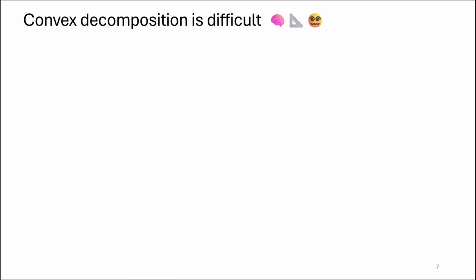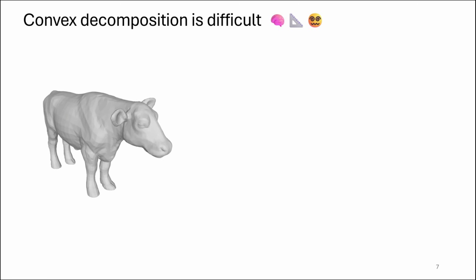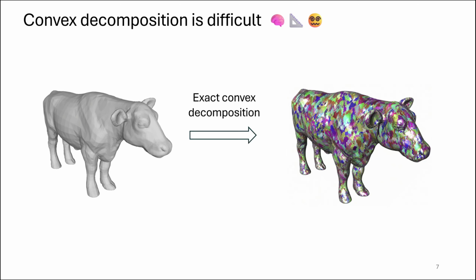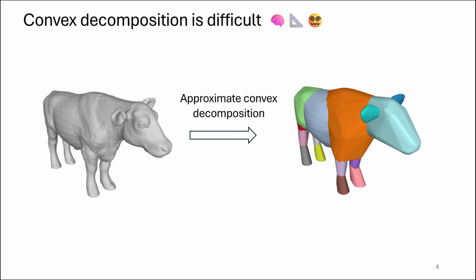Despite its fundamental and ubiquitous role, it is actually a very challenging problem, because finding the exact convex decomposition of a shape has been proved to be NP-hard, and many algorithms output a large number of small convex components, making them impossible to use for real-life applications. Instead, people relax the problem to approximate convex decomposition, where it only requires approximating the shape so that it generates far fewer convex components, making it practical to use.